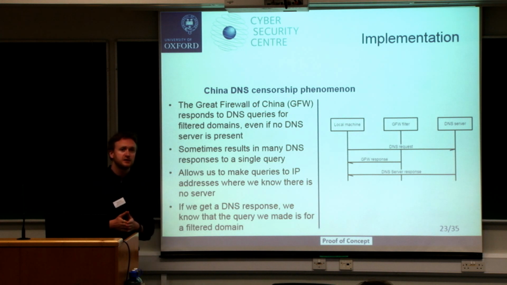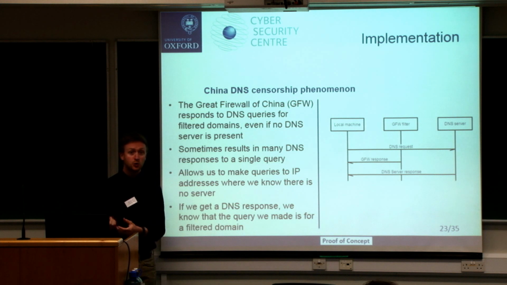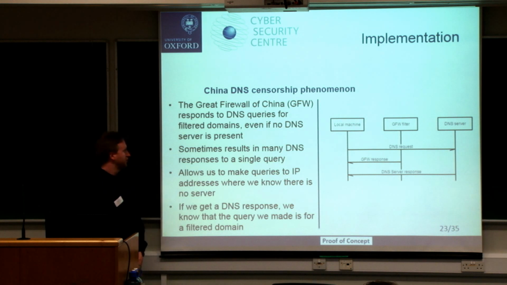The interesting thing is, it will do this regardless of whether you're making the request to a legitimate DNS server or not. So that allowed us to pick IP addresses where we knew there was nothing there. We made DNS requests to it. We could send hundreds of thousands of DNS requests to it, and we knew that we would only get a DNS reply back if it's a filtered domain. And for everything else where we weren't getting responses, we can be completely sure that their DNS poisoning isn't targeting them.